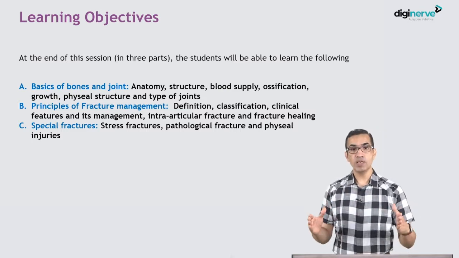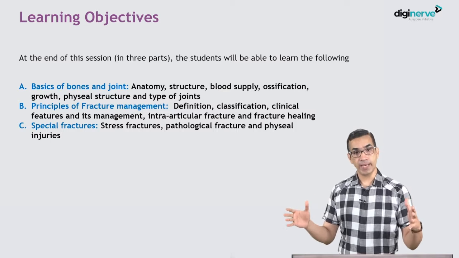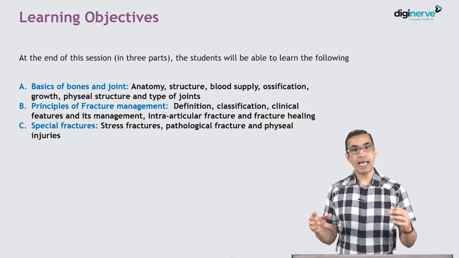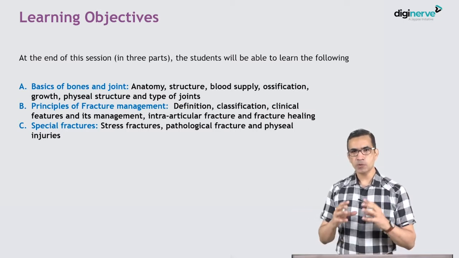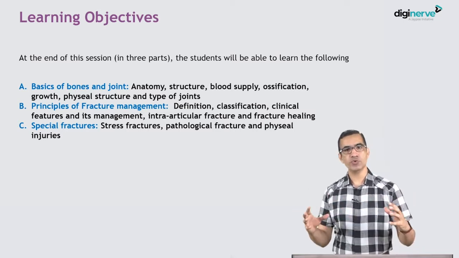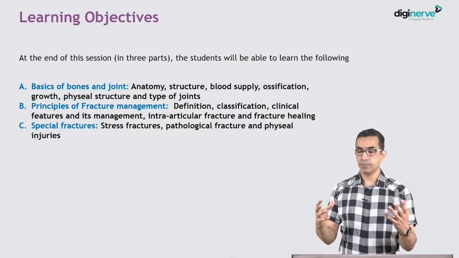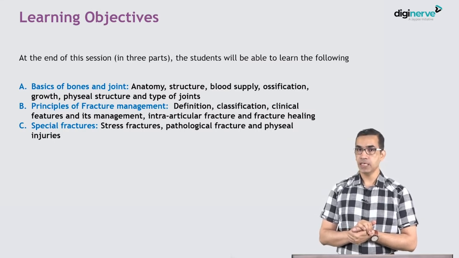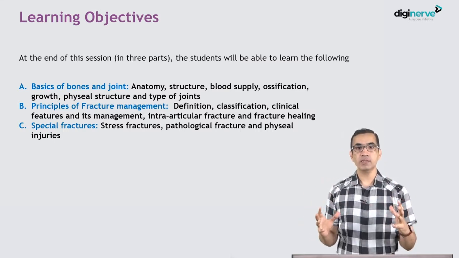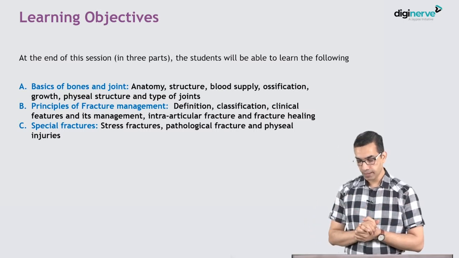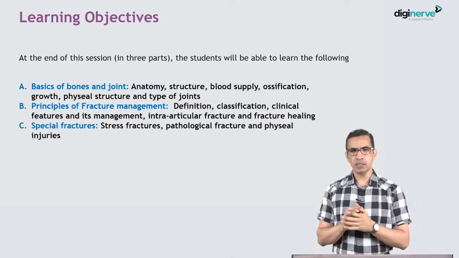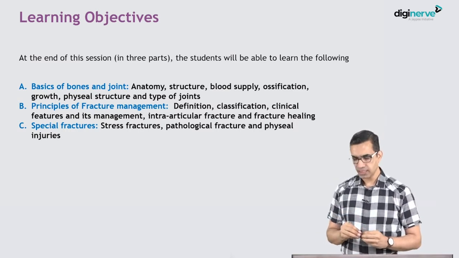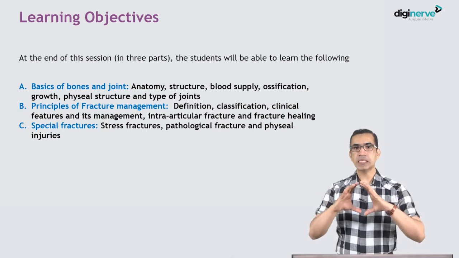Once we finish that, then we will move on to the principles of fracture management, where we will discuss the definitions of fracture, classification, clinical feature and the management of fracture, along with a special note on a special type of fracture which is known as intra-articular fracture. That means the fracture which goes into the joint. And lastly, the fracture healing, its process and what are the factors which control the fracture healing. Then we will take up in the 3rd session some special conditions or special fractures like stress fractures, pathological fractures and physeal injuries.